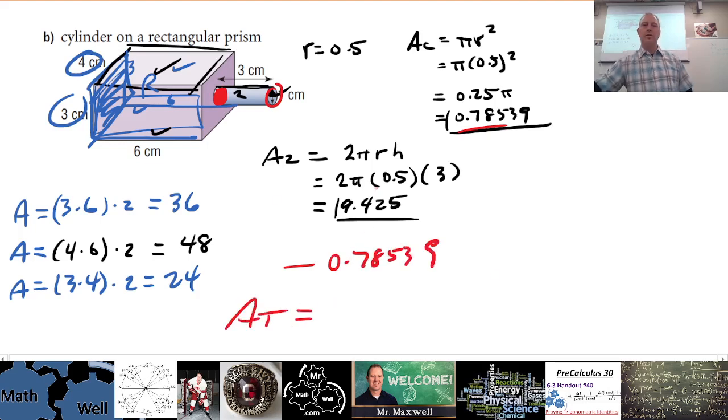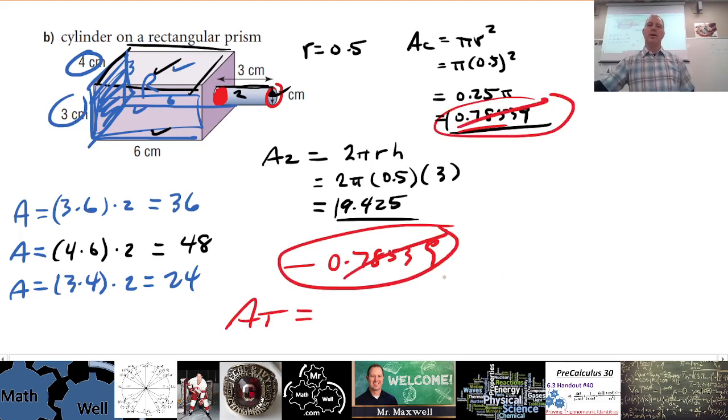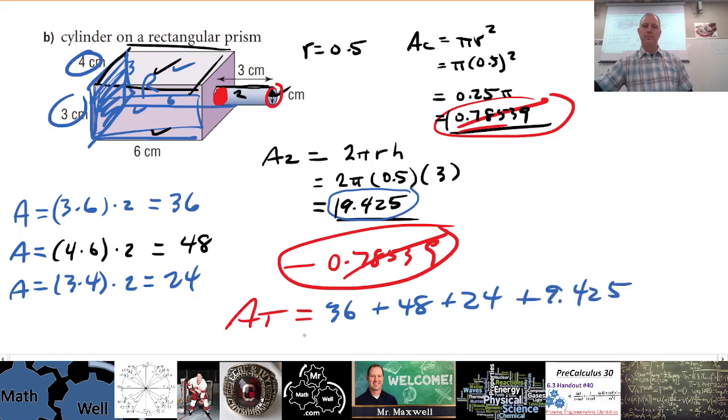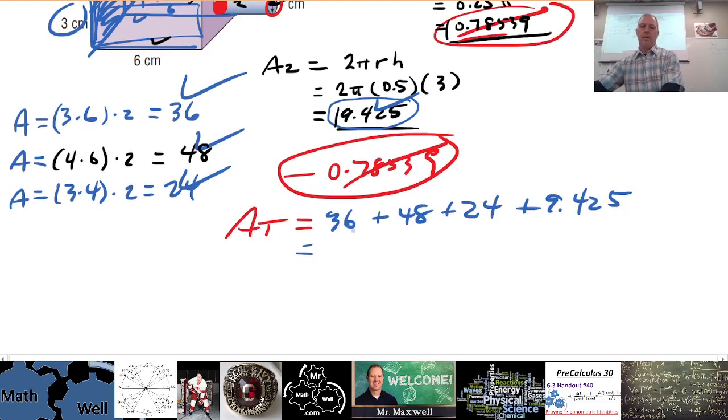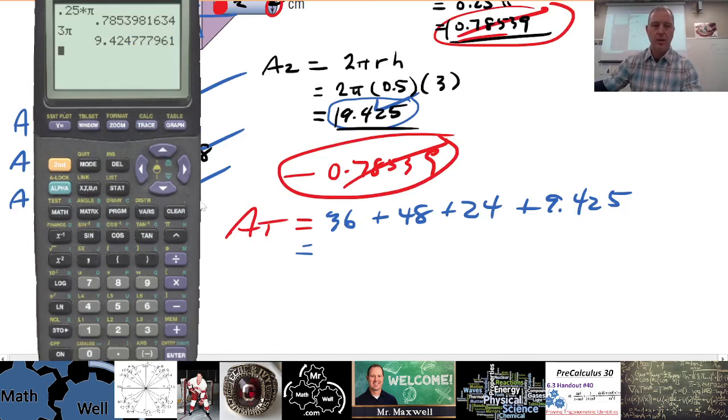Okay, so area total here now is going to be this one and this one. They cancel each other out, so I'm not even going to write it out this time. So I'm going to go 36 plus 48 plus 24, and then I don't want to forget this guy right here, plus 9.425. So this one, this one, this one, and this one. And what's that going to be? We'll add that up. So I'll leave this big decimal on my calculator screen. That's great. I'll just kind of keep going from there. So plus 24, plus 48, plus 36.